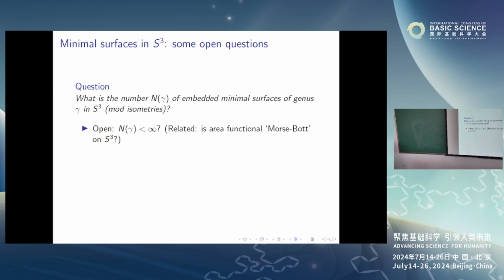So this is related to the problem of determining whether the area functional is, quote unquote, Morse on S3. So are there any degenerate critical points modulo isometries? The guess is no, but this is an open problem.